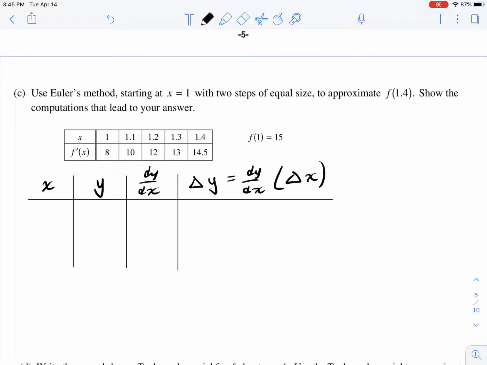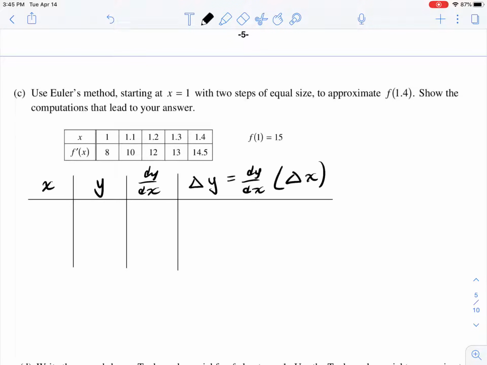We're using Euler's method starting at x is equal to 1. All right, so I went ahead and set up the table already for you guys because I'm considerate. So just to remind you how Euler's method works, we're leveraging information about the derivative to give us a sense of where the actual function f is going.